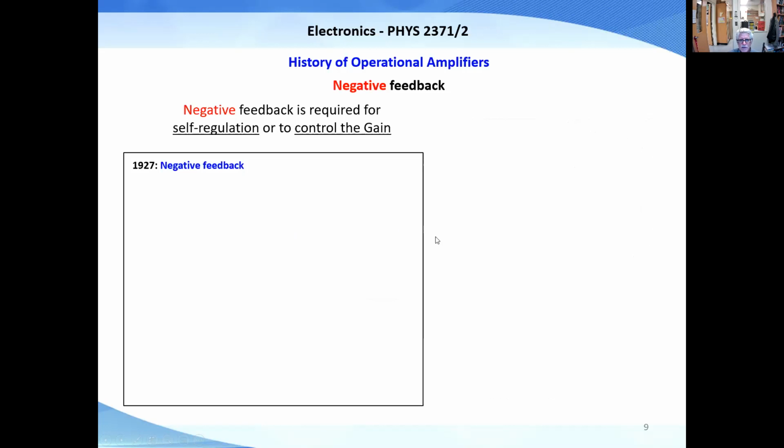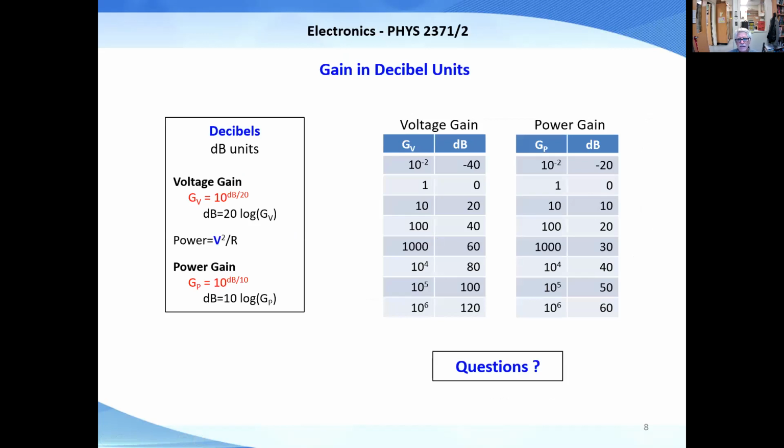What is 90 dB? Let's go back. If it's a voltage gain, 90 dB would be 30,000, I guess. So that's probably what they're referring to, about a 30,000 gain in voltage.